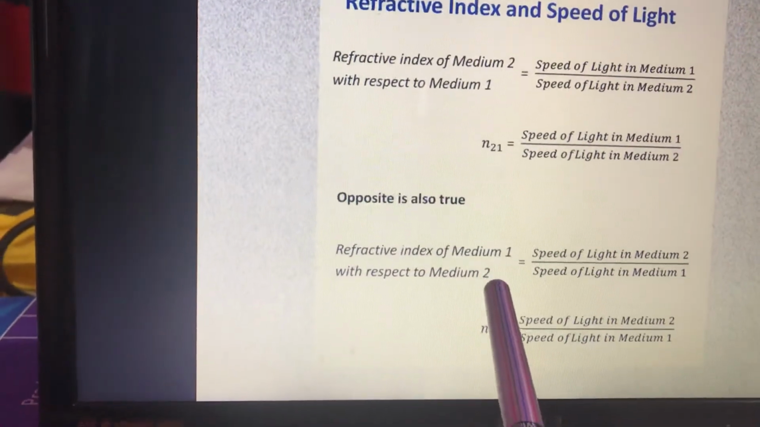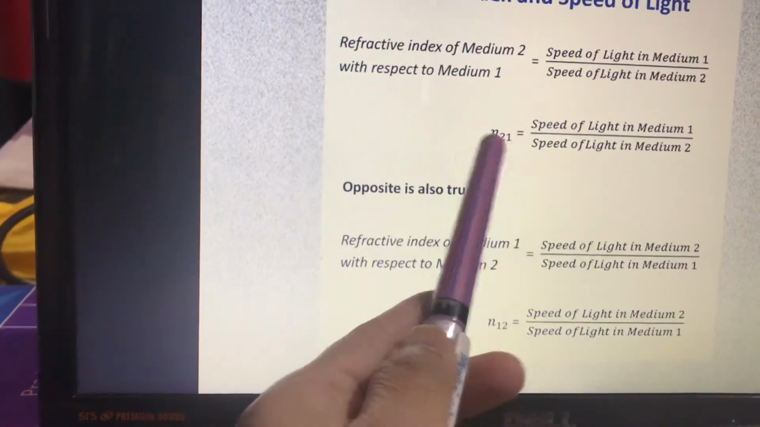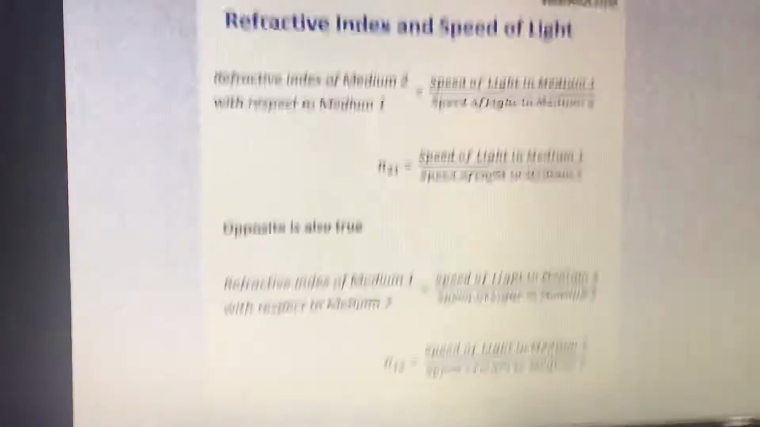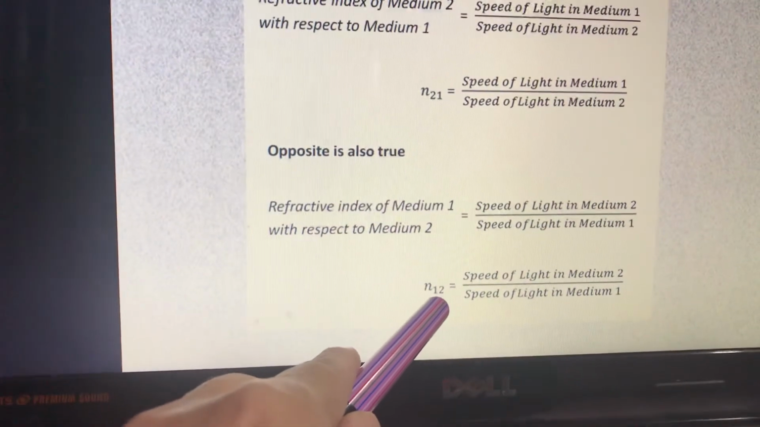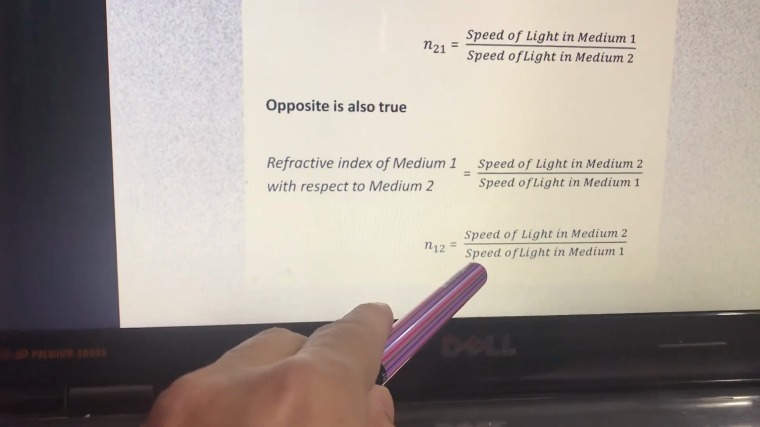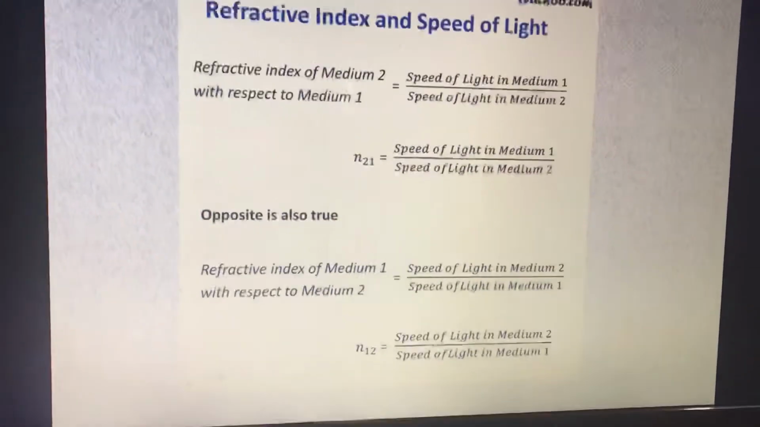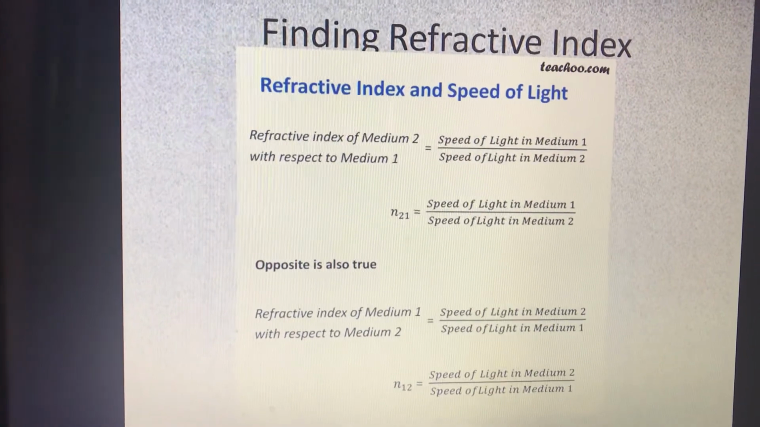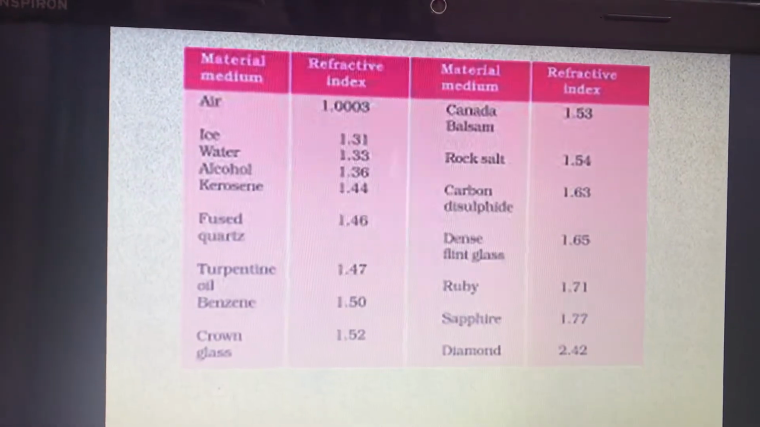And the opposite is also true. If we reverse the order, the refractive index of medium 1 with respect to 2, you take the speed of light in medium 2 divided by the speed of light in medium 1. So both are true. This is the formula for finding the refractive index of different substances. This table shows the refractive index of some common materials.